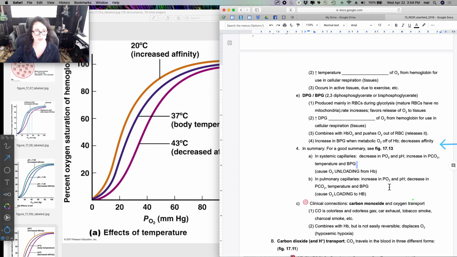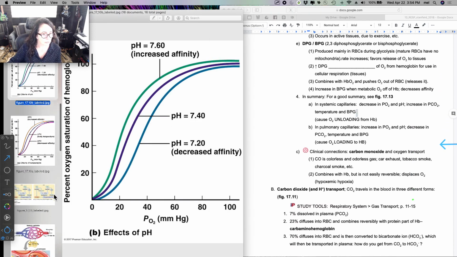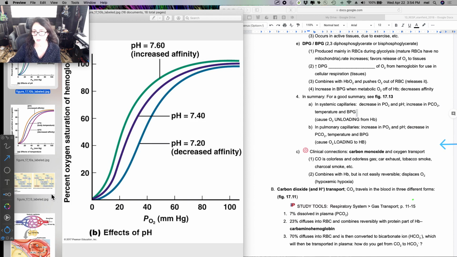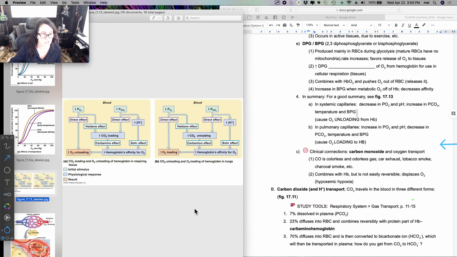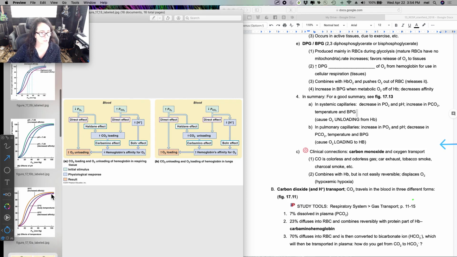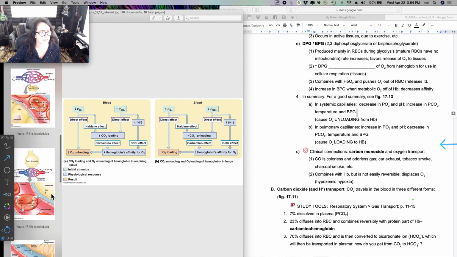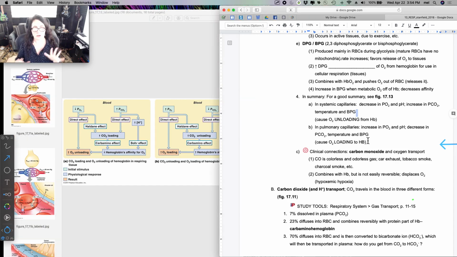All right, so here's the summary. And there's also a good summary right here for those of you who are flowchart people, figure 17.13. This kind of shows you all, no, that's carbon dioxide. I don't know where it is. Oh yeah, that is it. Okay, so here's the thing.